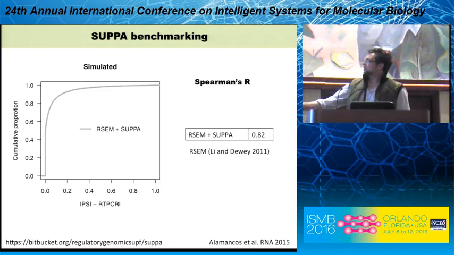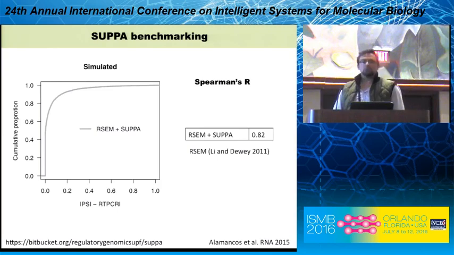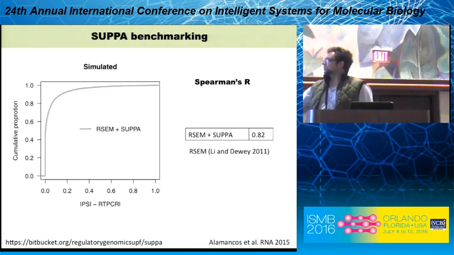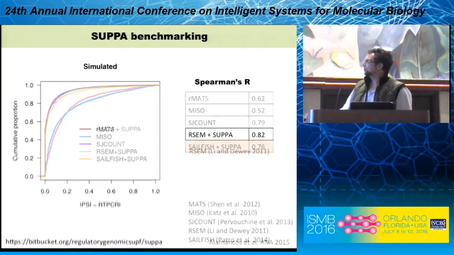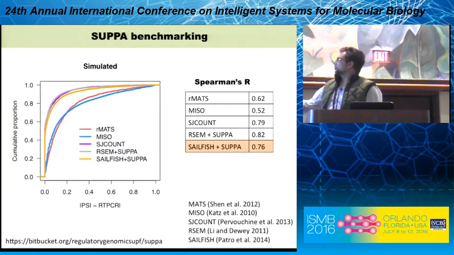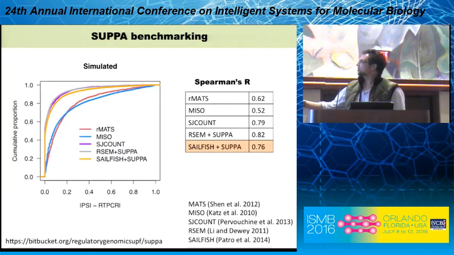So this was using the RSEM estimated transcript values plus SUPPA. The question is how much better or worse this is compared to other methods. At the time we were working on the paper, we used these different methods, rMATS and MISO, and you can see that RSEM plus SUPPA produces a quite good estimate compared to the other methods.